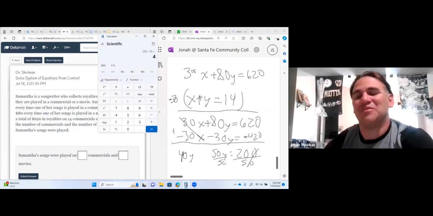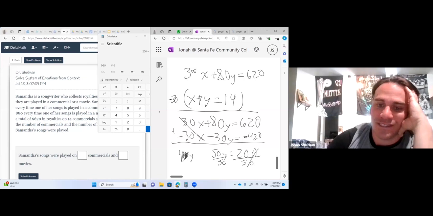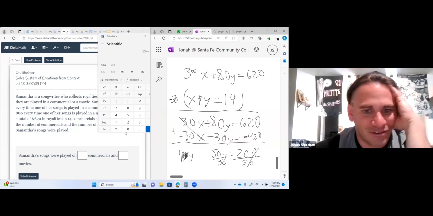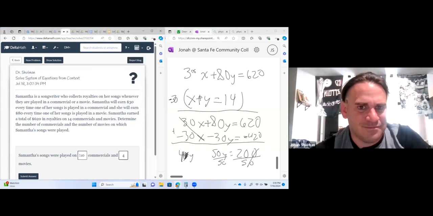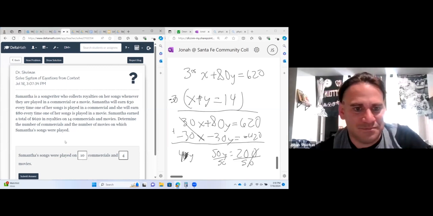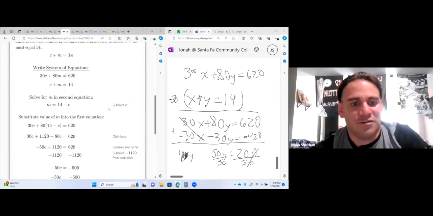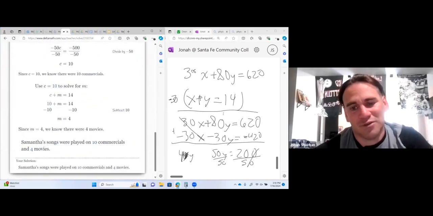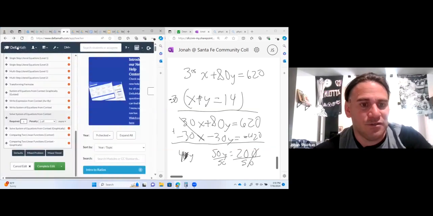The reason why I knew it couldn't be 40, and I should have just stopped right there, is because guess what? It has to equal 14. So we got four movies, and that means we have 10 commercials. There we go. 10 commercials and four movies. Ta-da! Good thing you checked. That's why you always should look, make sure it makes sense. See the stupid mistake you're making. I don't know why division's just not being my friend in this moment, but that's why you have calculators, right?